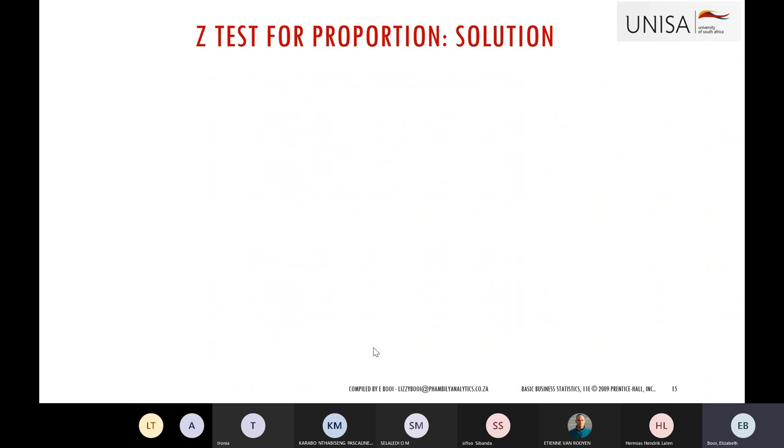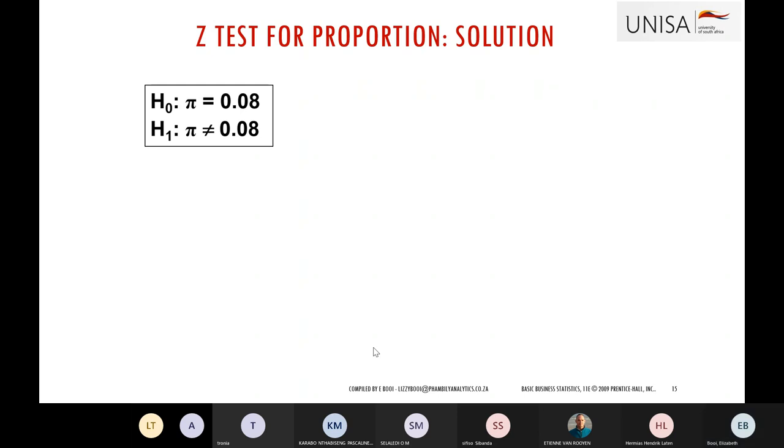So using our statement for the marketing campaign, stating the null hypothesis, we know that they said it was 8%. Therefore, our null hypothesis says the population proportion equals 8%, or 0.08. The alternative hypothesis says the population proportion is not equal to 0.08.